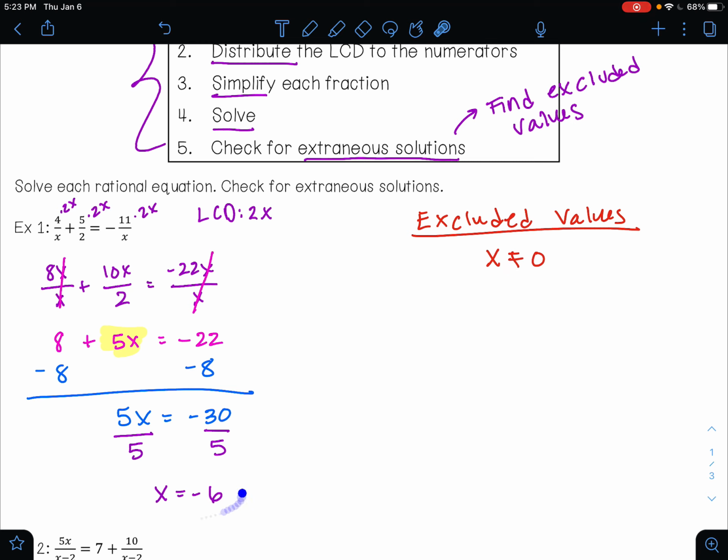We got x equals negative 6. So negative 6 can be a solution. So this is our answer. Now, let's say you got negative 6 as an excluded value and negative 6 was your answer, then you wouldn't be able to do that and you would have no solution. If you had more than one solution here and one of them was an excluded value, then you would just remove that value from your list of solutions. And don't worry, we're going to do more examples like this.